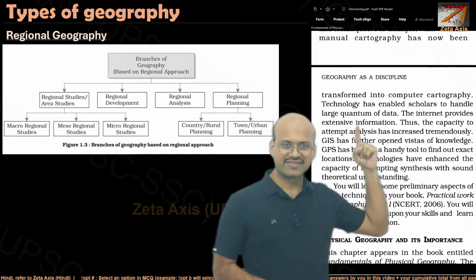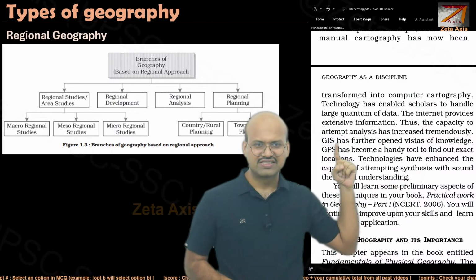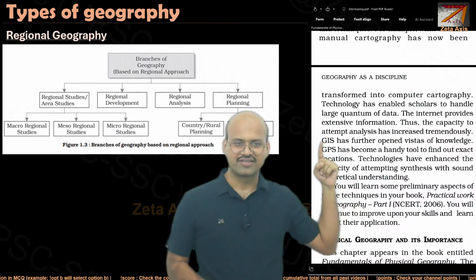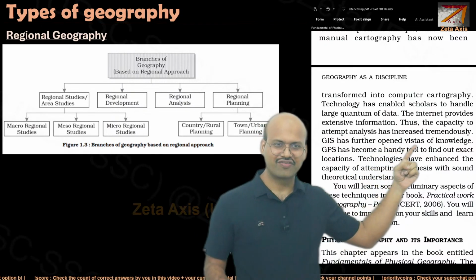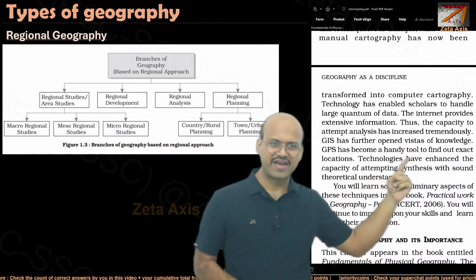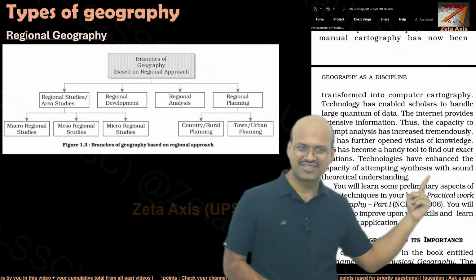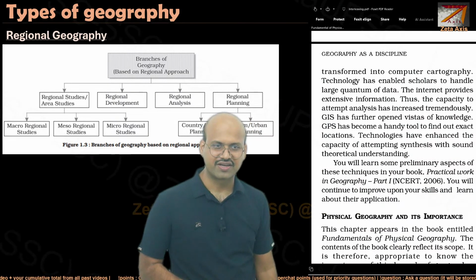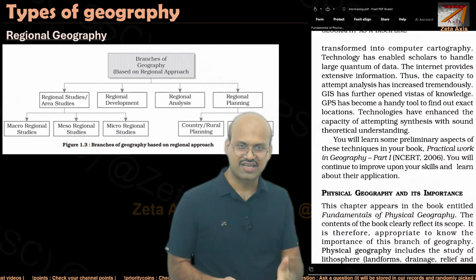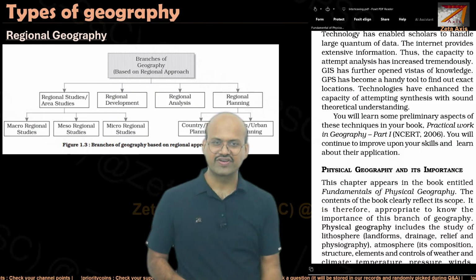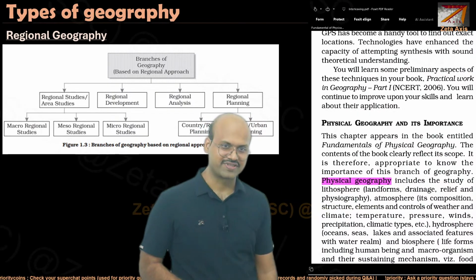The internet provides extensive information, thus the capacity to attempt analysis has increased tremendously. GIS, Geographic Information System, has further opened vistas of knowledge. GPS has become a handy tool to find out exact locations. Technologies have enhanced the capacity of attentive synthesis with sound theoretical understanding. So basically it says that technology helps us understand different things, and understanding of different things has led to enhancement of technology. So it goes vice versa.